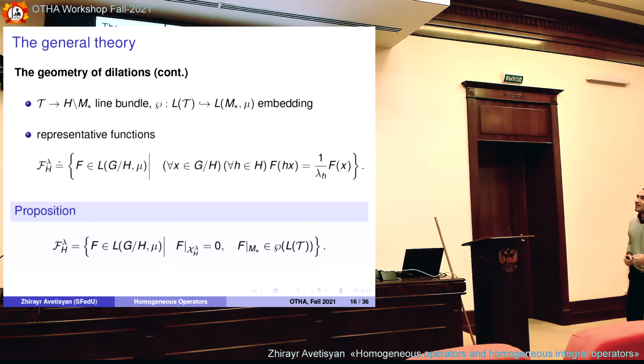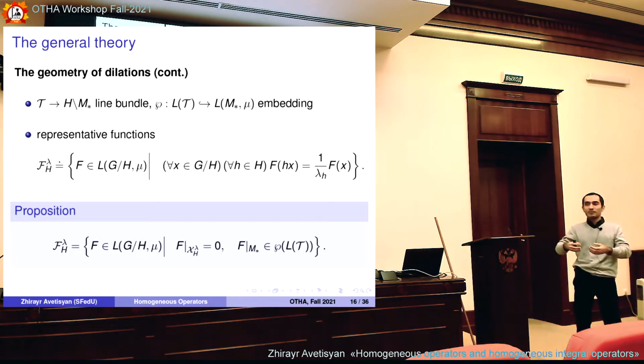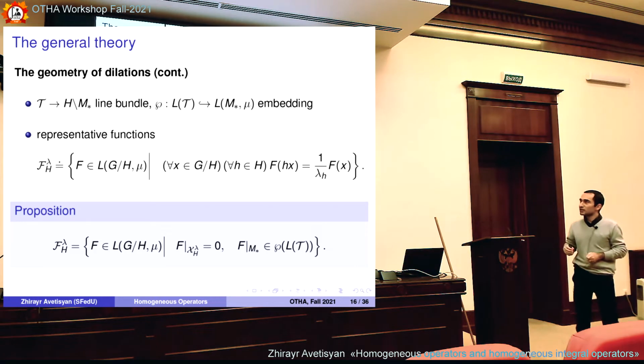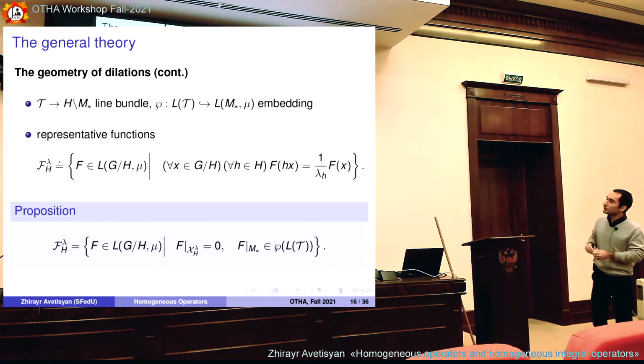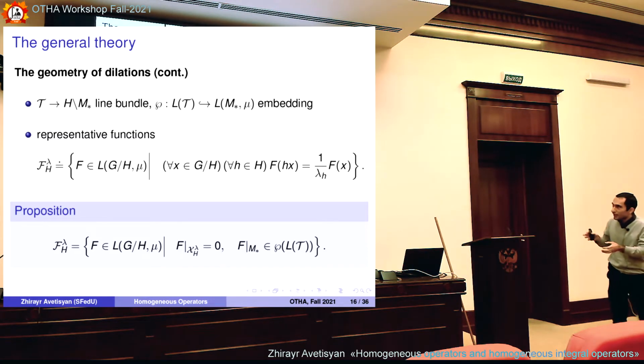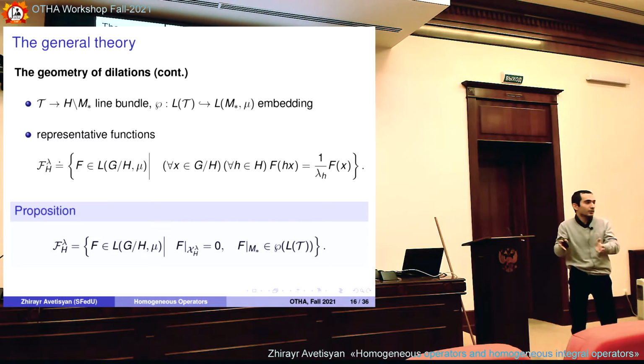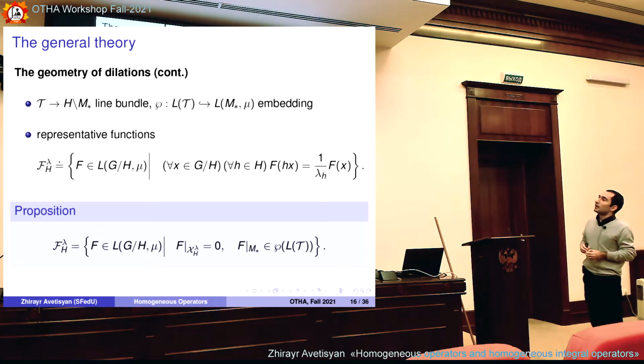So let me elaborate a little bit more on geometry. What you can construct then is a geometrical line bundle over the space H backslash M star, and you can come up with an embedding of the space of all measurable sections in that bundle into the space of all measurable functions on the good part of your space. And we'll see why it is important pretty soon.